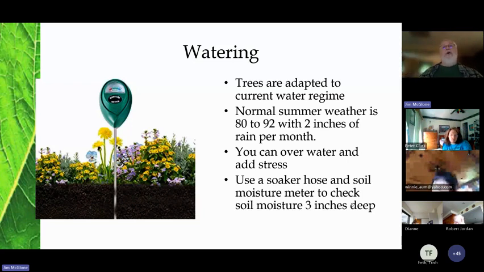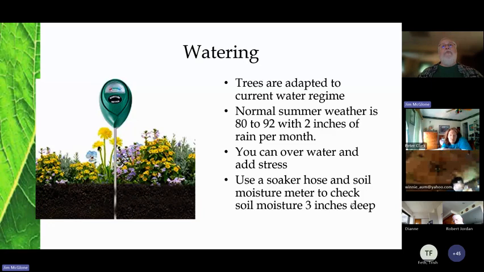So use a soaker hose and water it overnight. Open your hose bib about a quarter of a turn and just let it run all night. That should give it enough water. But for the most part, we get enough rain to support trees in this area.